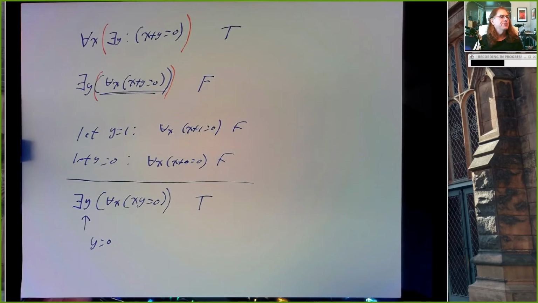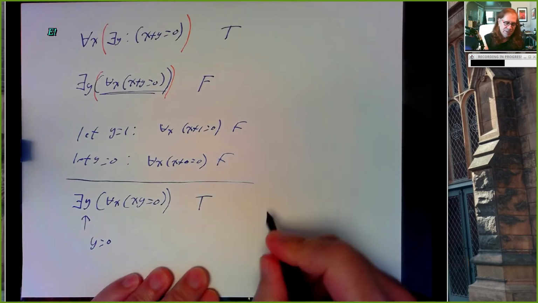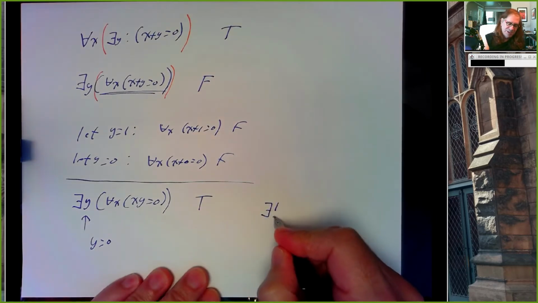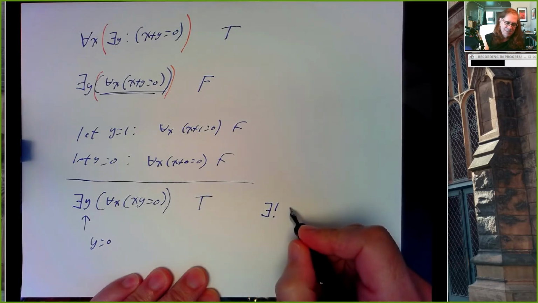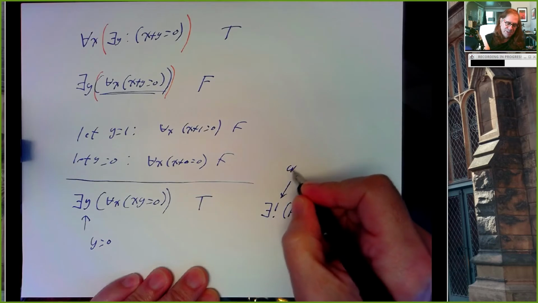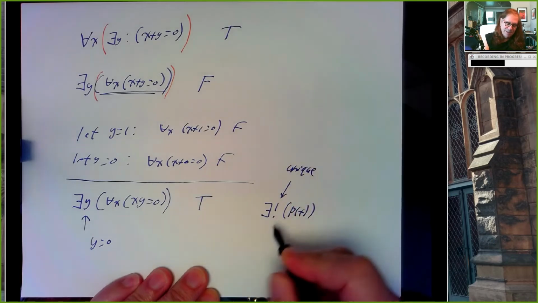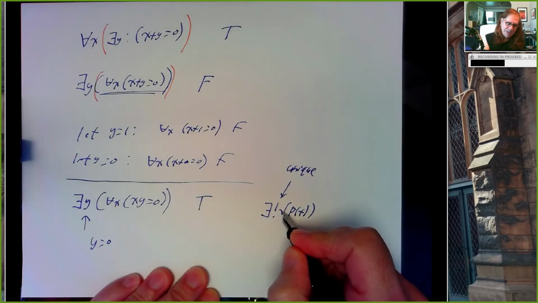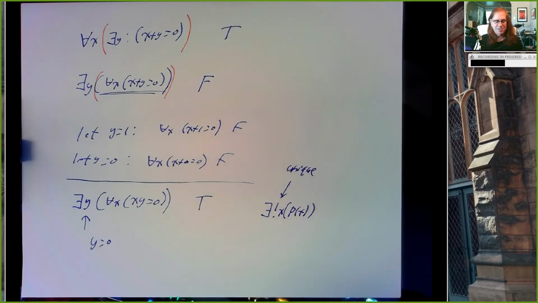While we're here, the other thing you'll see sometimes is an exclamation mark after the E. So there exists ! P of X. This means unique. So this says there exists a unique X such that P of X.